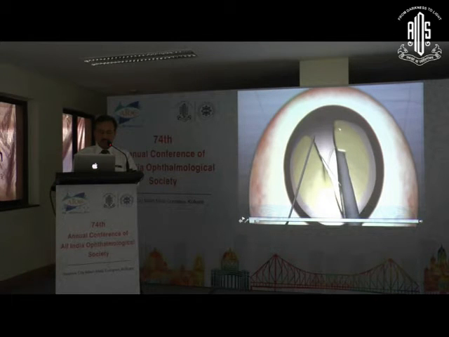Your phacotip has to reach the equator here, and your chopper stays here. It's unlike Nagahara's chop, where we keep the phacotip at the center and then bring the chopper from the periphery, incising the nucleus and coming to the center. It becomes really difficult in these hard cataracts, because the hard cataract starts moving and your vector forces change, and then you do not get complete nuclear segmentation.